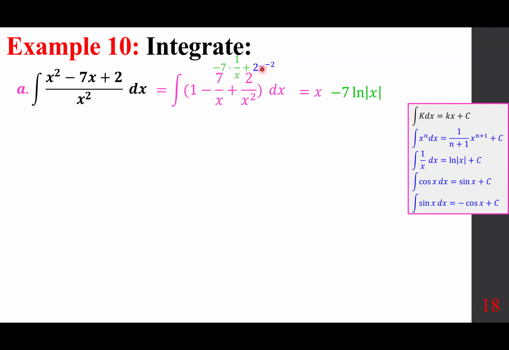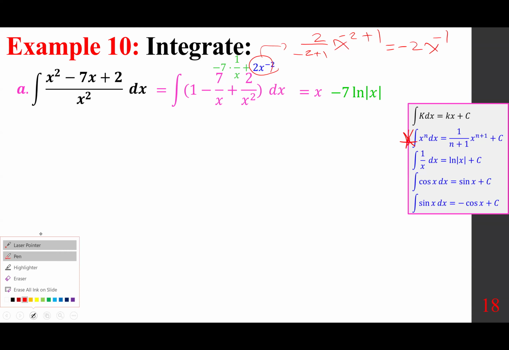What about this one? We're going to go with the power rule, everybody. You're going to use the power rule. 2 divided by -2 plus 1, x to the power of -2 plus 1, which makes it minus 2 x to the power of -1. So -2 over x and a constant. That would be the final answer.